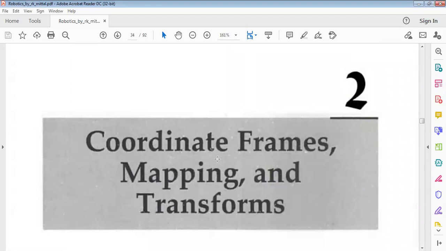So last class we discussed the coordinate frame. What is mapping between two coordinates? What are the possibilities of mapping between two coordinates? And transformations, which transform the coordinates from one coordinate frame to another coordinate frame. Let us briefly look at the last class lecture.